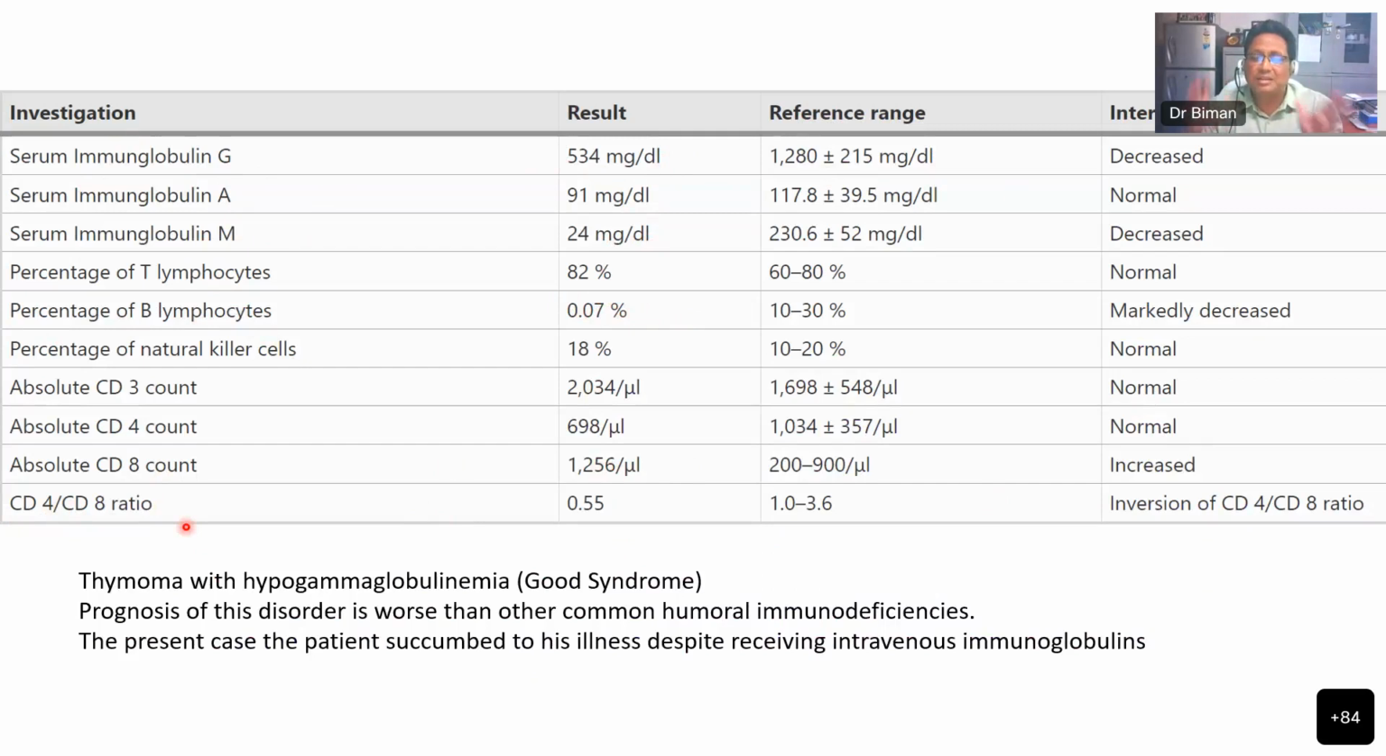So an elderly patient presenting with either a preceding or incidental thymoma and presenting with B cell deficiency, absence of B cells and hypogammaglobulinemia, your diagnosis is thymoma with hypogammaglobulinemia, which is called Good syndrome. There's nothing good about this syndrome because the prognosis is very poor, even compared to other humoral immunodeficiencies. And even this patient actually succumbed to this illness in spite of getting adequate intravenous immunoglobulins. This patient did not survive. So if you encounter this kind of a problem in an elderly patient, always think of Good syndrome. Though these are rare, you should always know.